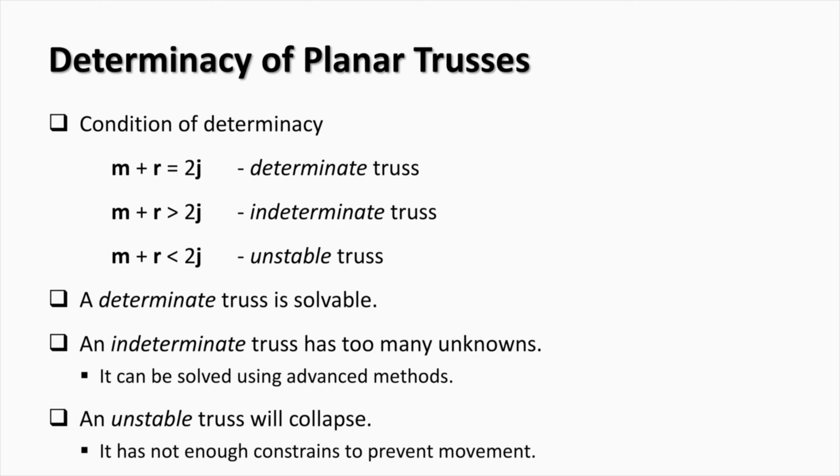This means that the truss has too many unknowns and can only be solved using advanced methods, which you will learn in more advanced structural engineering modules. When the number of reaction forces and truss members is smaller than twice the number of joints, the truss is considered unstable. This means the truss has too few unknowns or constraints preventing its movement, and it will collapse.